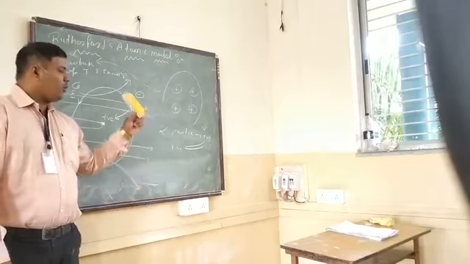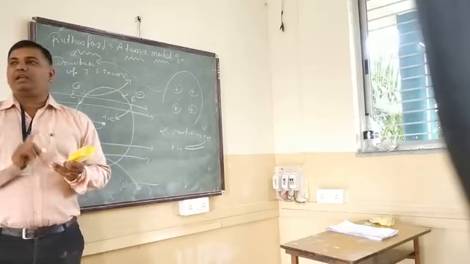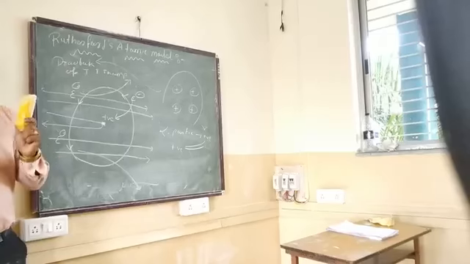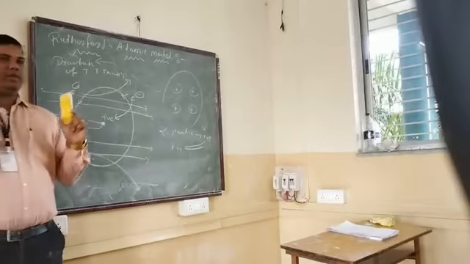So drawback number one was that he could not explain the stability of the atoms, and he could not explain the total number of electrons present in each orbit. यानी कि हर ऑर्बिट में कितने कितने इलेक्ट्रॉन्स होते हैं, he could not explain it through his model.